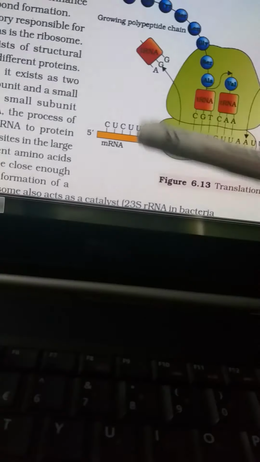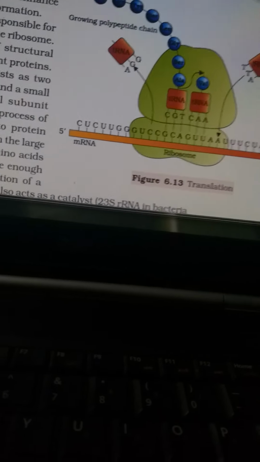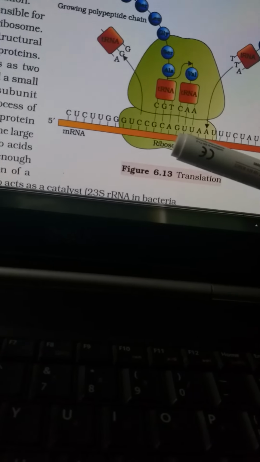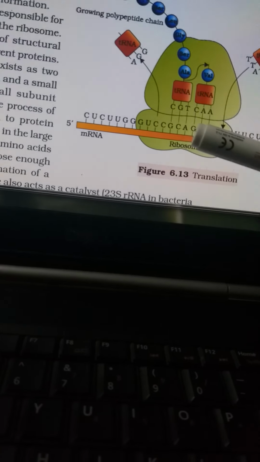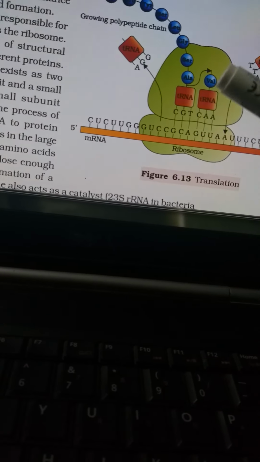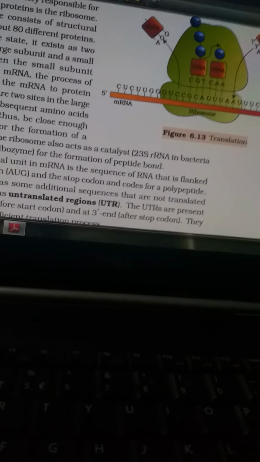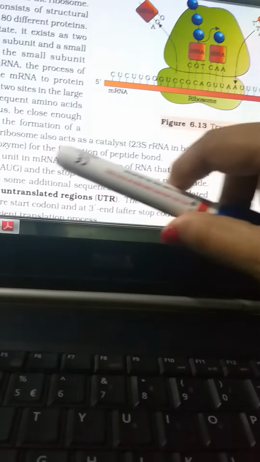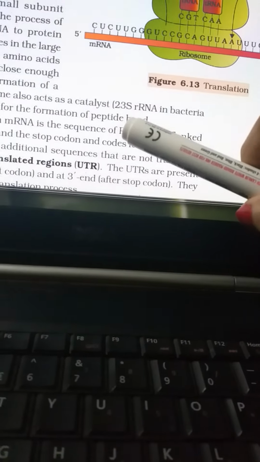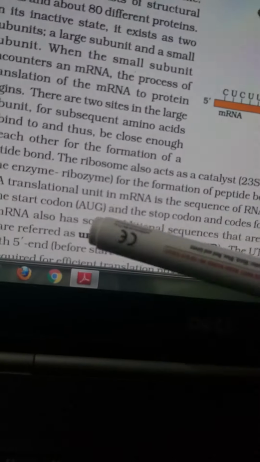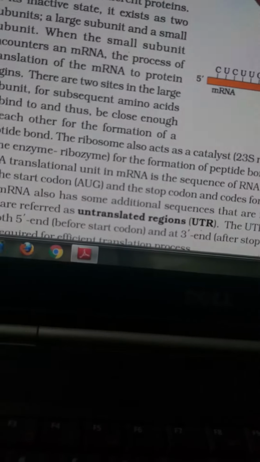So here the actual translation of protein, that is the decoding of mRNA, takes place in the ribosome in the two units. One is a larger subunit and a smaller subunit. In the smaller subunit the mRNA is present, and the bigger one is the larger unit. So in a ribosome, the ribosome also acts as a catalyst. 23S rRNA in bacteria acts as the enzyme for the formation of the peptide bond.